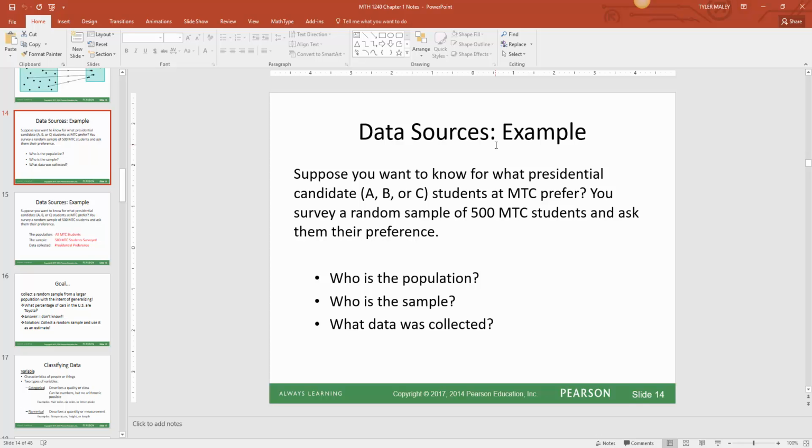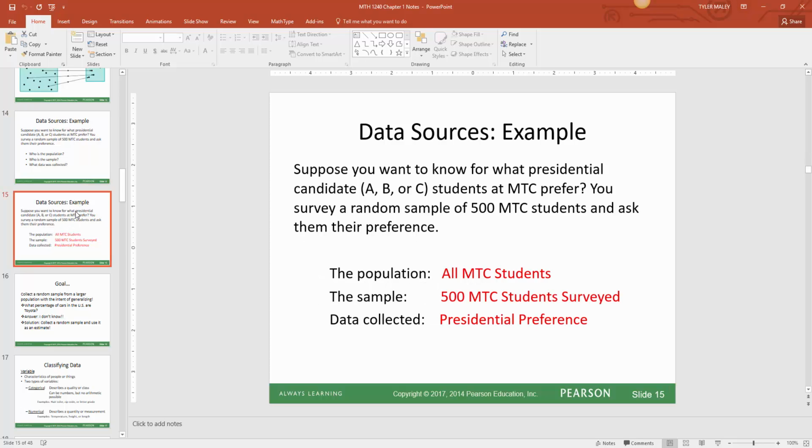Some students may not check their email. So there are many different ways where we would not be able to get a sample of the whole population to answer this. There are three terms we're looking at: what is the population, who is the sample, and what data was collected.